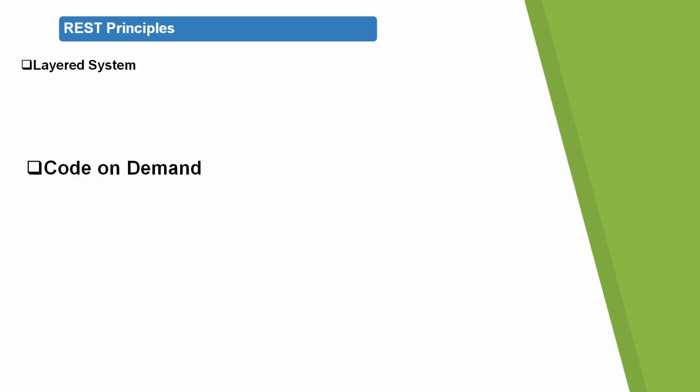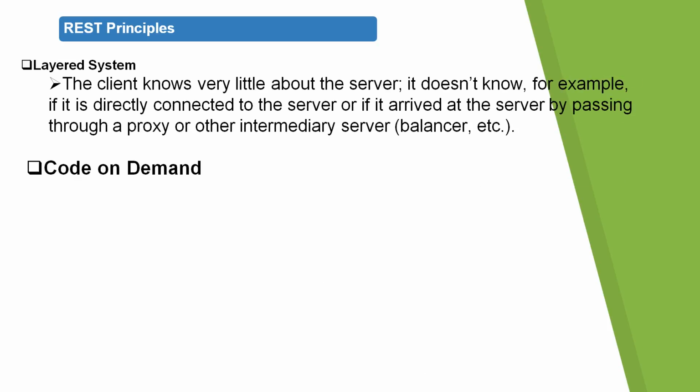And another principle is the layered system. What is the layered system? You don't know how you are getting the data, or on which server you are interacting, whether with a PHP application, a .NET application or a Java application, or whether you are interacting with a proxy server or the actual server. You don't know about them, because you are putting some URL and you are getting the data.